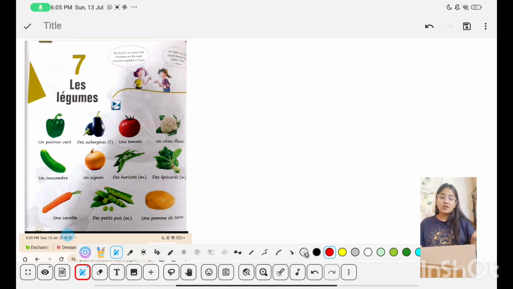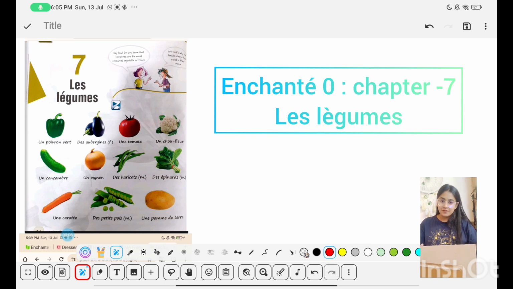And today we're starting with Ashante 0, chapter 7, les légumes. In this chapter, we're studying about vegetables and indefinite articles. So pay attention to where I'm putting the tick mark. I'll first tell you the pronunciation of vegetables. After that, we'll be moving to indefinite article.